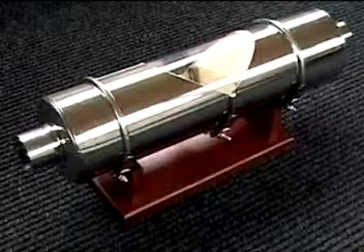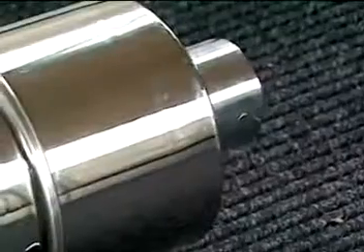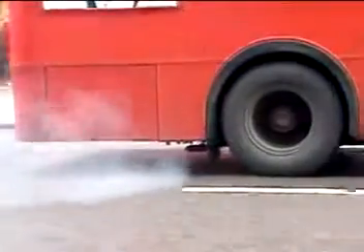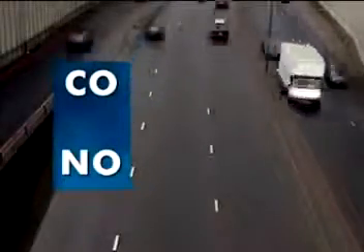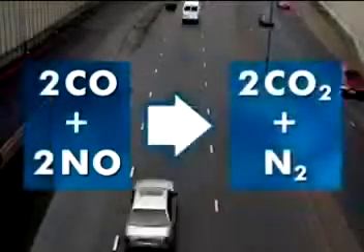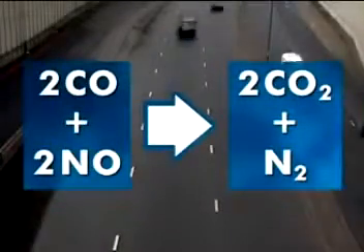Some transition metals can be used as catalysts to speed up chemical reactions. The transition metals platinum and rhodium are the catalysts in catalytic converters. These speed up the chemical reaction between carbon monoxide and nitrogen monoxide produced in engines. These polluting gases combine to make carbon dioxide and nitrogen. This is how a catalytic converter reduces the emission of pollutants.